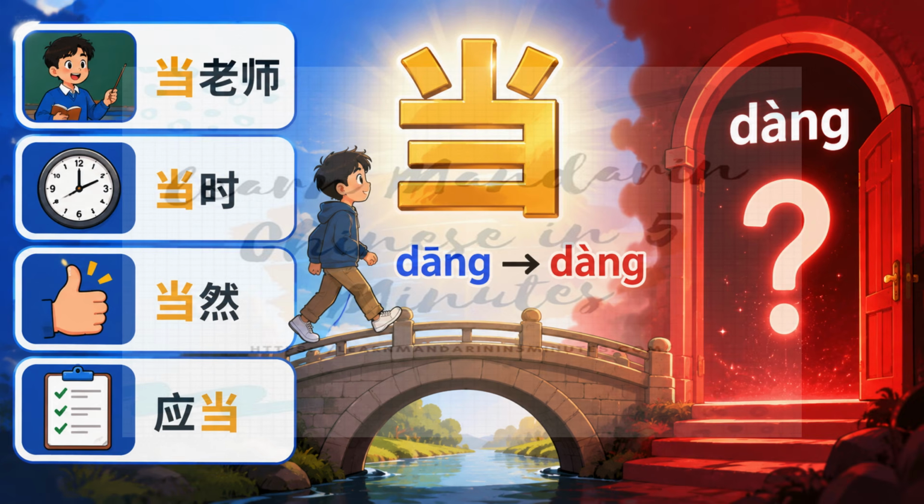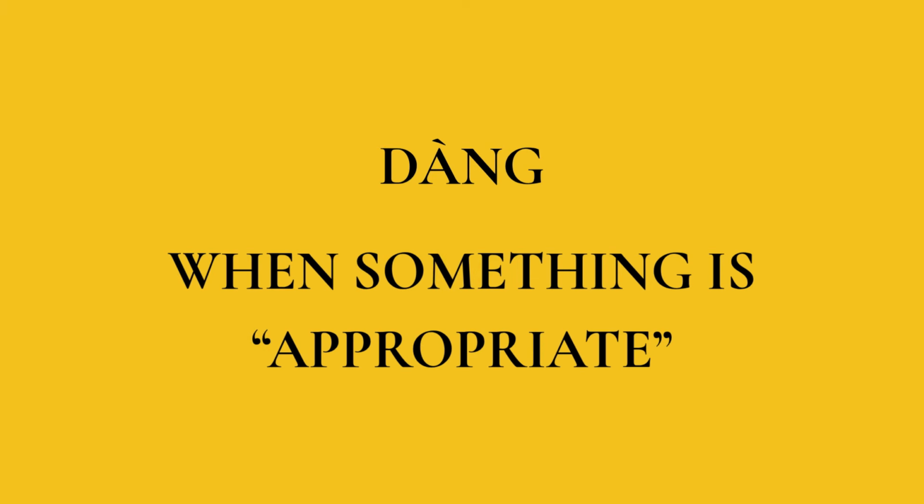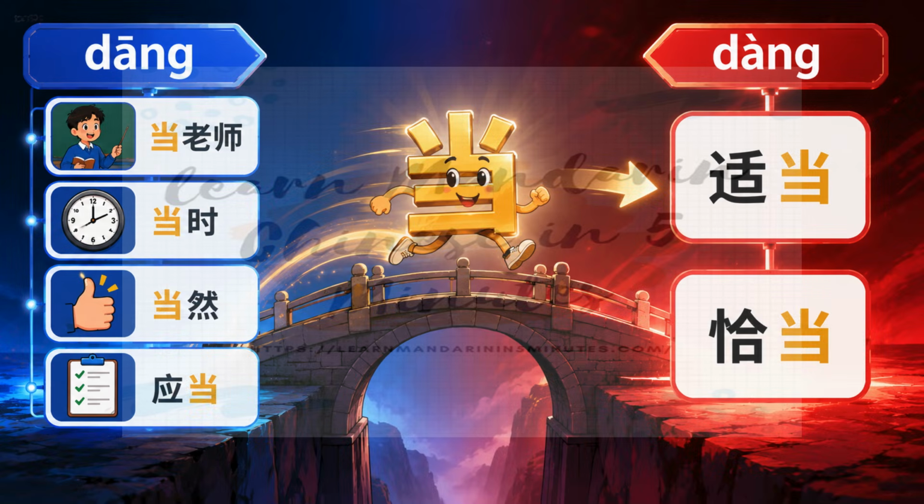Now let's cross to the other side. The side where dāng becomes dàng. The most practical dàng words are 适当, suitable or appropriate, and 恰当, proper or appropriate. These words are about whether something fits the situation well.